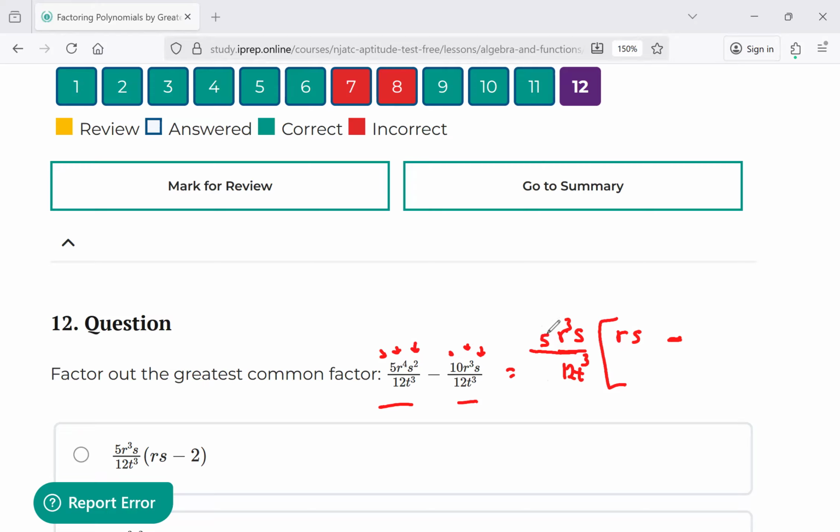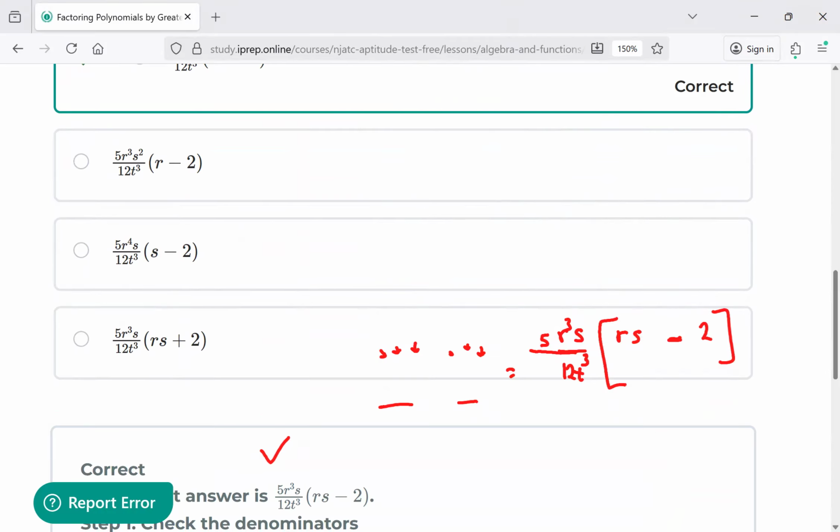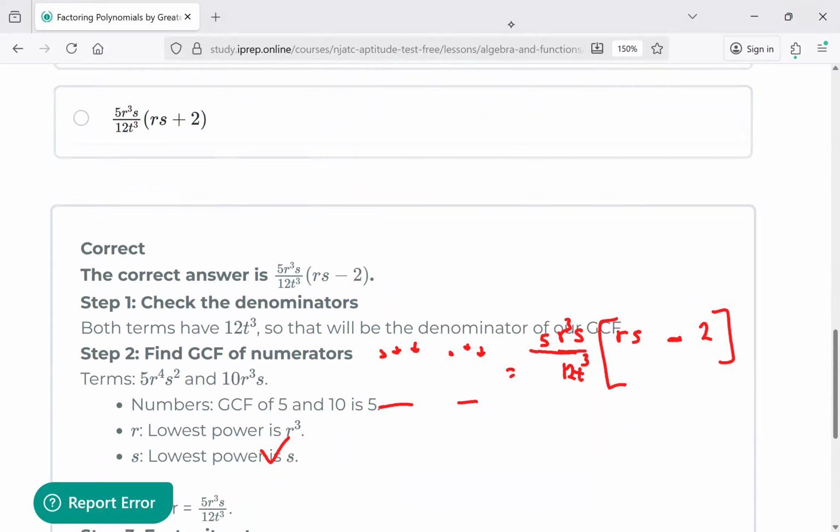And then what do you have to multiply 5r cubed s by to get the 10r cubed s? Well, you're going to need a 2, and no more r's and no more s. That's it. So it's 5r cubed s over 12t cubed times rs minus 2. It looks like the first choice. Let's see. Correct. Okay.